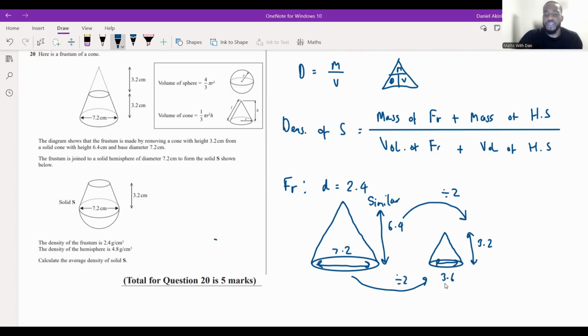Are we happy with that, guys, so far? Just before we continue, let me put at the top actually so it stays consistent. Let me put 3.6 there. All good with that, guys? Make sense?